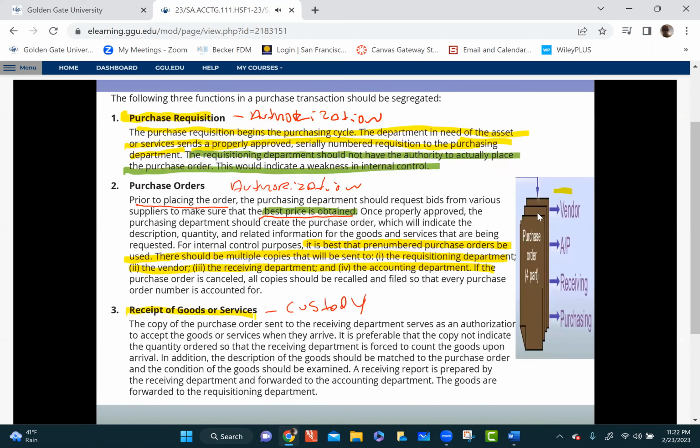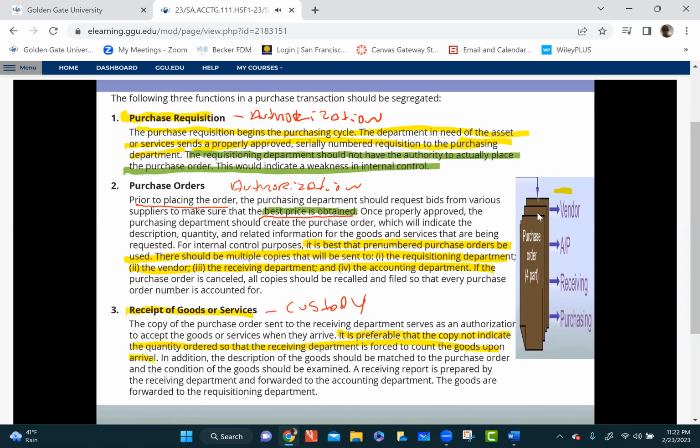And one goes to the accounting department, because the accounting department needs to know that at some point they're going to have to set up an accounts payable for that. So the accounts payable department, okay? So you have this 4-copy purchase order. Now, what happens? It is preferable that the copy of the purchase order that goes to the receiving department does not list the quantity. And we say here, therefore, the receiving department has to count the goods. Okay.